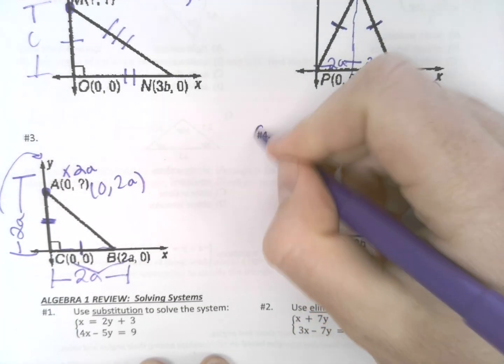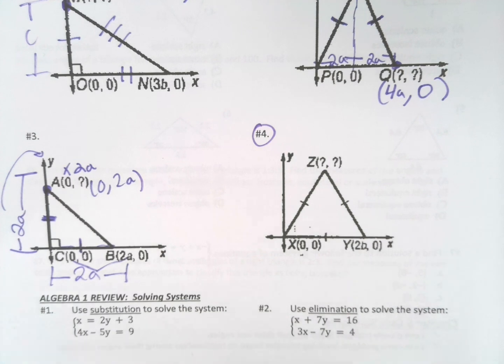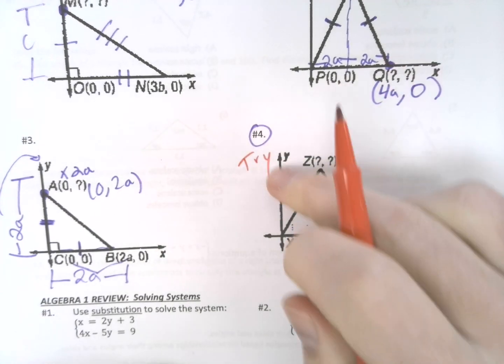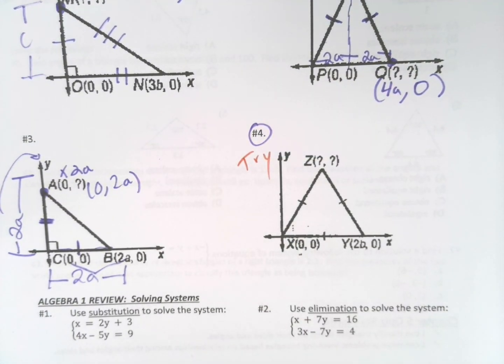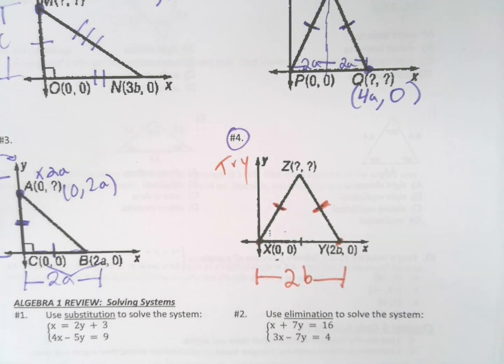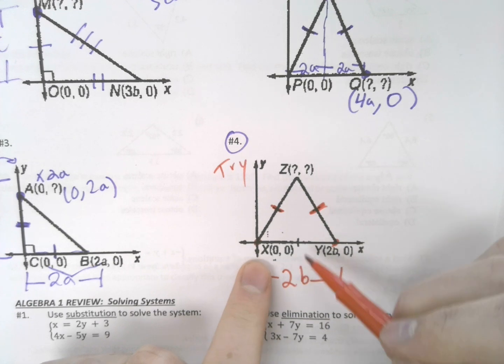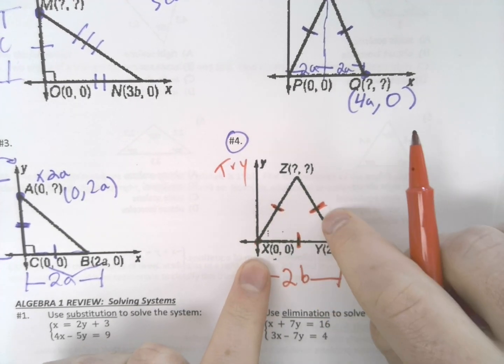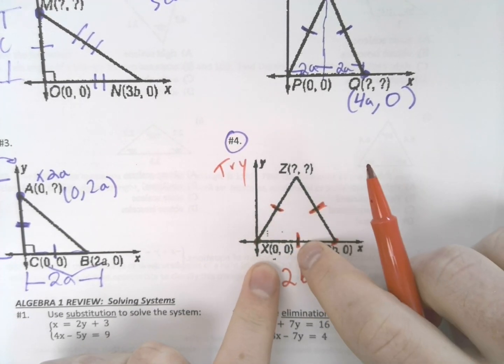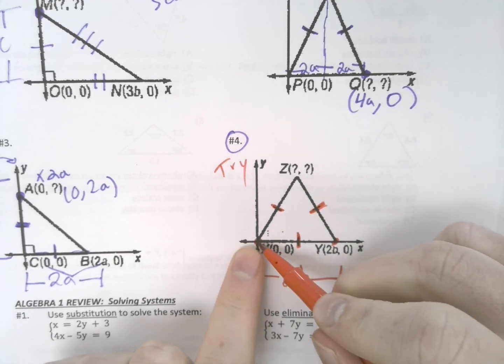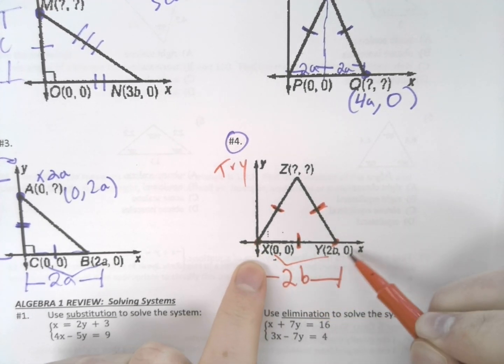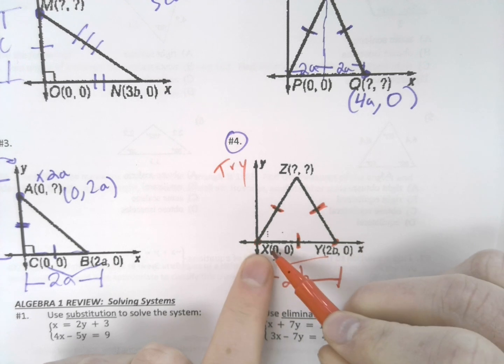And then I want to give you guys a chance. See if you can try this last one for me. Try number 4. Let's see how you guys do. Okay, so hopefully one of the first things you noticed was this is an equilateral triangle. All 3 sides are the same. So we were told that along the x-axis, to get from x to y, we went 2b.